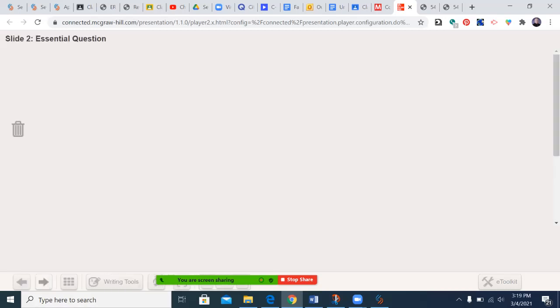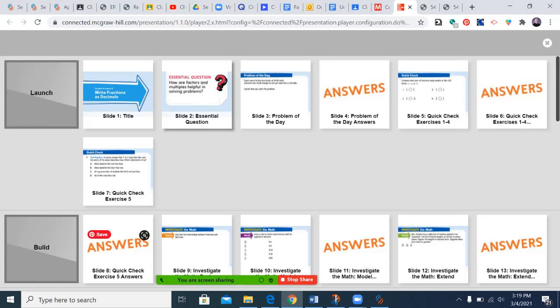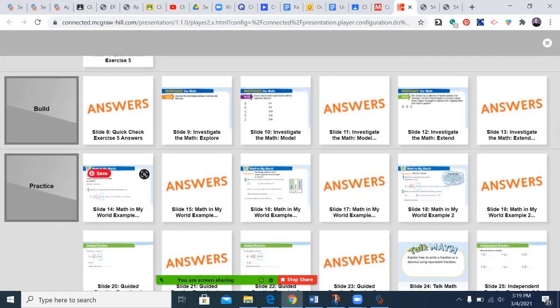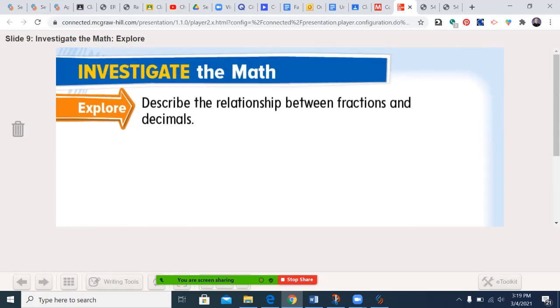Our essential question in Chapter 8: how are factors and multiples helpful in solving problems? What is the relationship between fractions and decimals? Well, I've heard fractions referred to as decimal fractions, so there is a direct connection. 0.6 and 6/10 are the exact same thing. They are two different ways to name the same value.